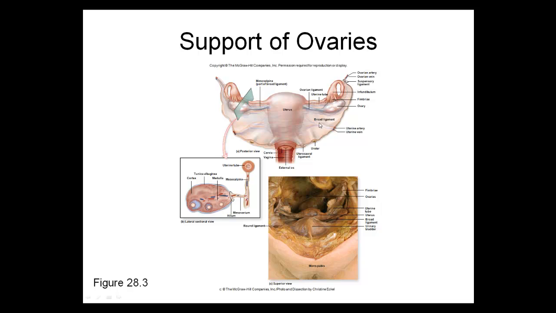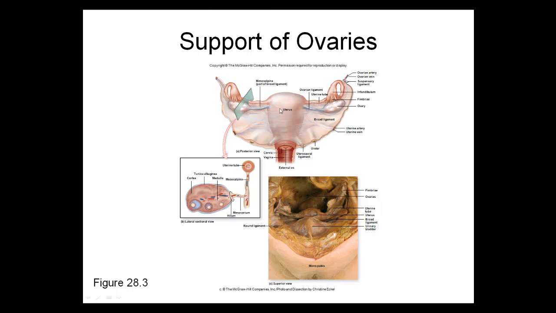Here's the ovary and here's the uterus, and what we see here is folding of peritoneum that is covering the posterior aspect of the uterus, and it looks like a sandwich here. Then it folds up, and then folds anteriorly in front of the uterus and in front of everything else, and that we call the broad ligament. You can see it here.